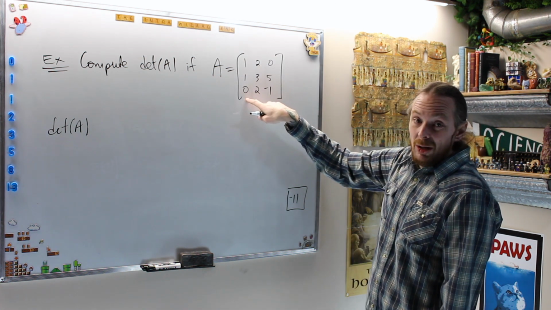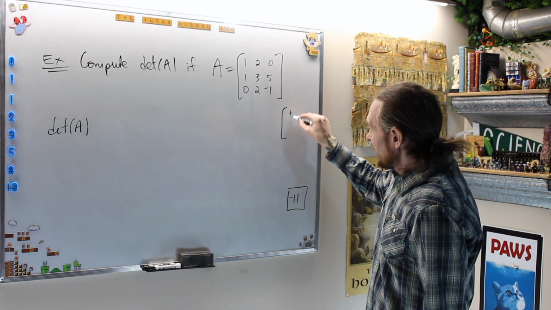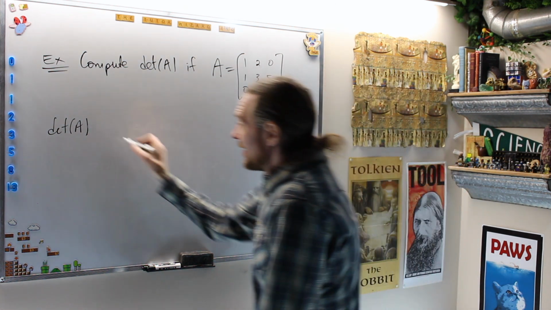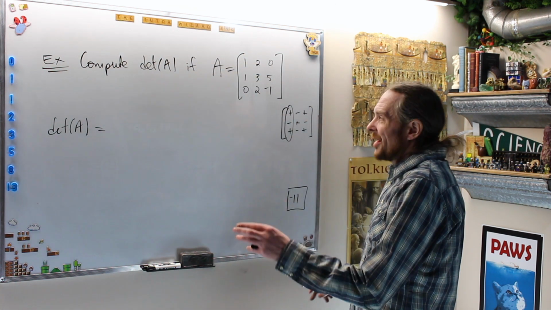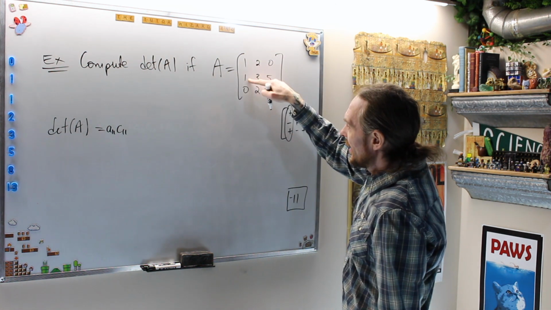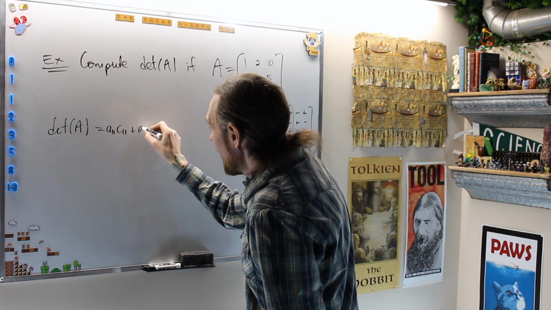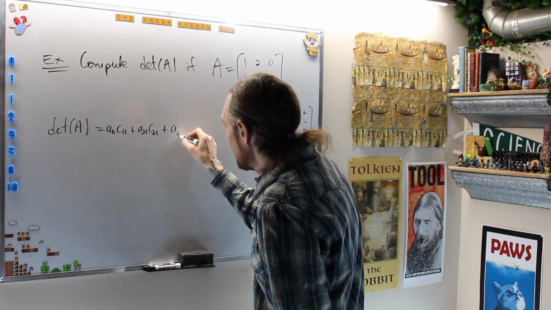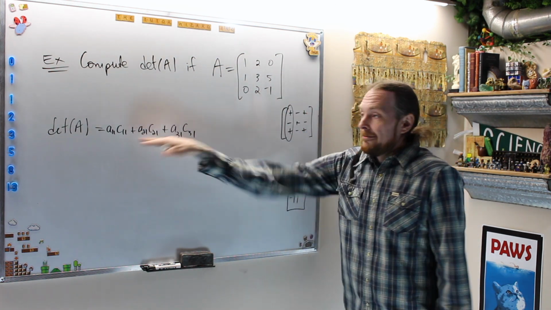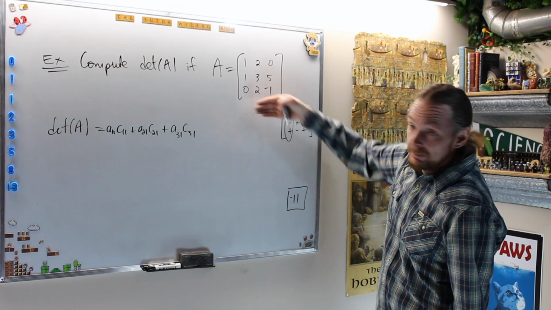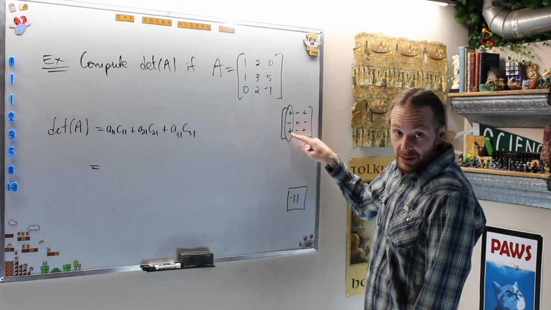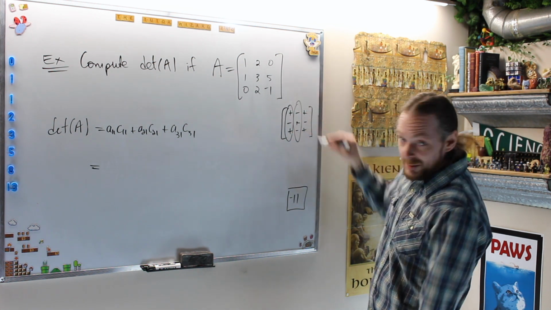Cofactor expanding along column 1 now. Again, I have plus, minus, plus for the checkerboard in this column. Cofactor expansion along column 1 is going to be A11 C11, but now going down the column, plus A21 C21 plus A31 C31. Because it's plus, minus, plus in this column also, it looks like I use the same pattern, but when we use this one, oh, it's minus, plus, minus. Careful.